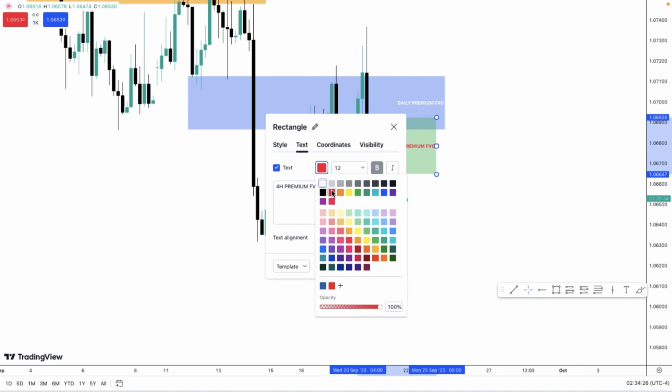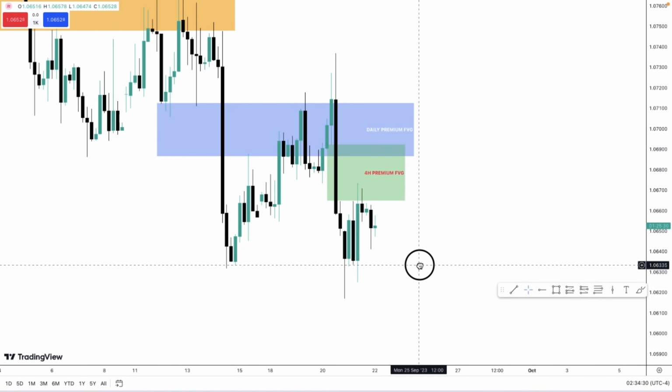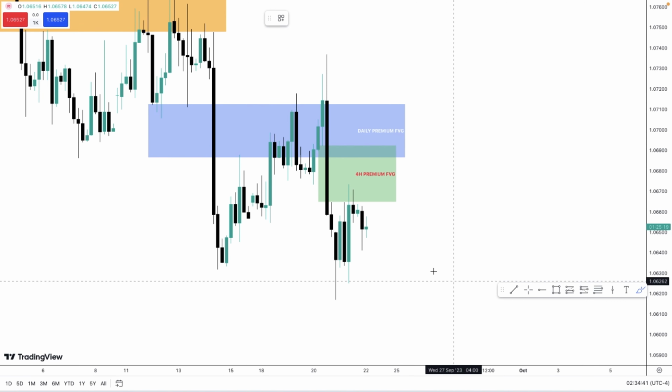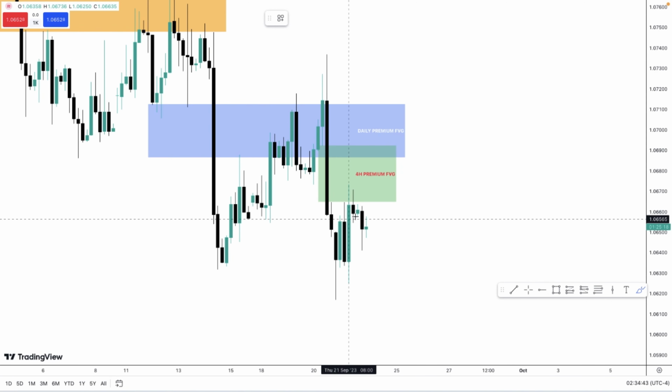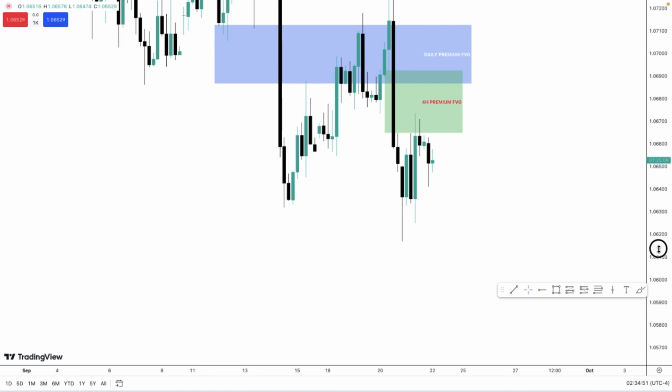Let me color code this red to symbolize that price will find some. This is a premium PD array, so it means price will enter a sell program as soon as it enters this area here. Okay, guys.